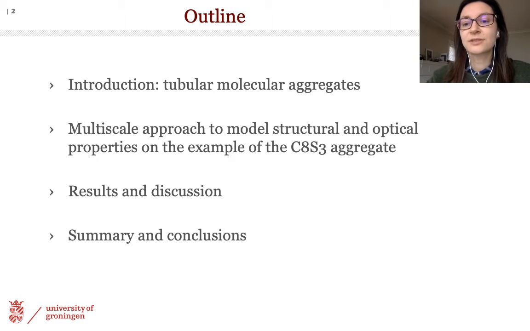I will start by introducing tubular molecular aggregates, present a multiscale approach to model structural and optical properties on the example of C8S3 aggregate, and I will talk about the results and discussion, followed by summary and conclusions.